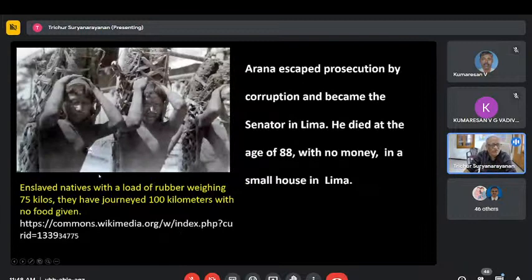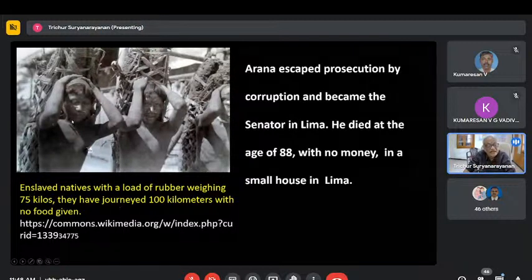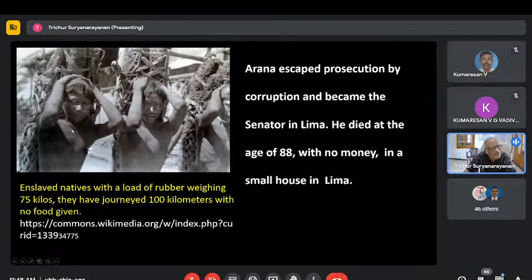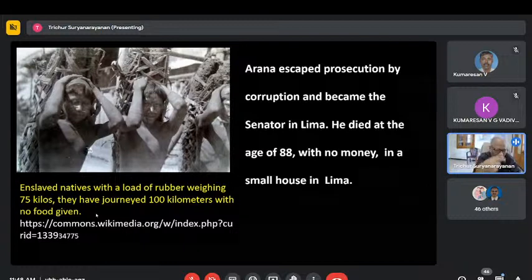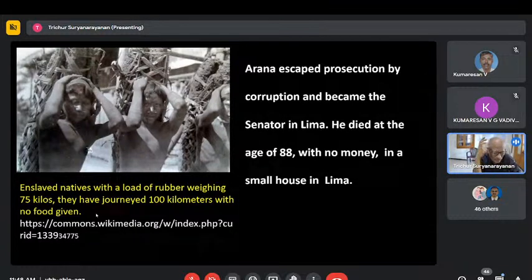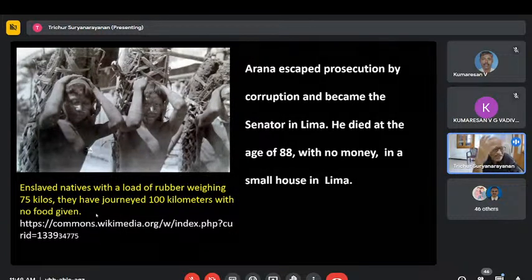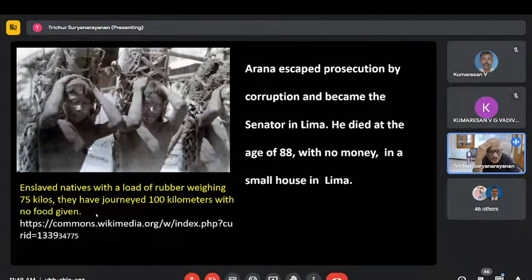Okay, so here you can see a picture. The natives with a load of rubber weighing 75 kilos, and they have to carry that roughly about 100 kilometers with no food given by the company. On the way, whatever fruits they got from the trees, or they had to dig out some tubers from certain edible plants and then eat it. It's a very tough thing.